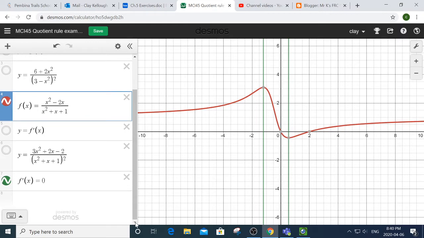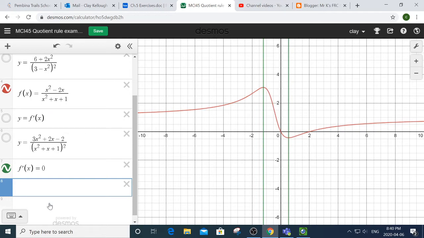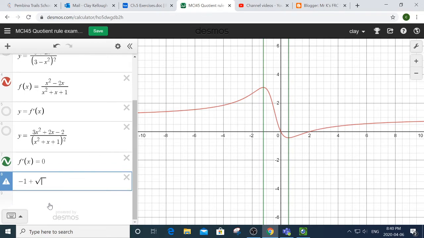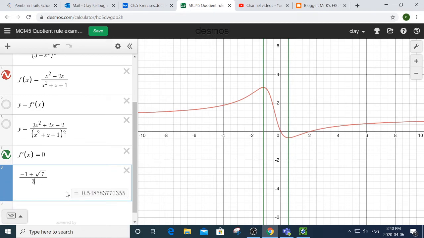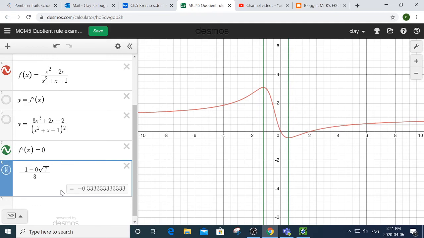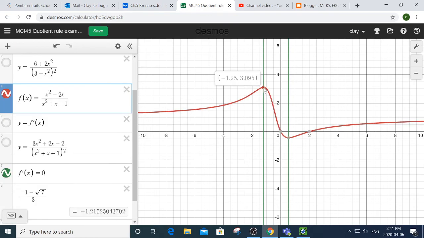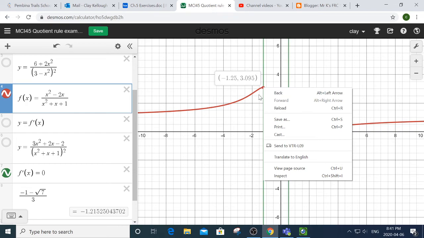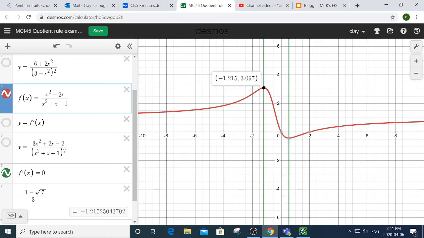I don't know if you know this or not, but Desmos can be used as an everyday calculator. So I got -1 plus square root of 7 all over 3, and that's 0.54. So the positive one should be 0.54, and it is 0.54. They round it, but there's the exact answer right there. And the other answer, the negative one over here, would be negative 1.215. Is that what that point is? They don't even give me that many decimals, but yep, that's what it is. So there we go, we got it.